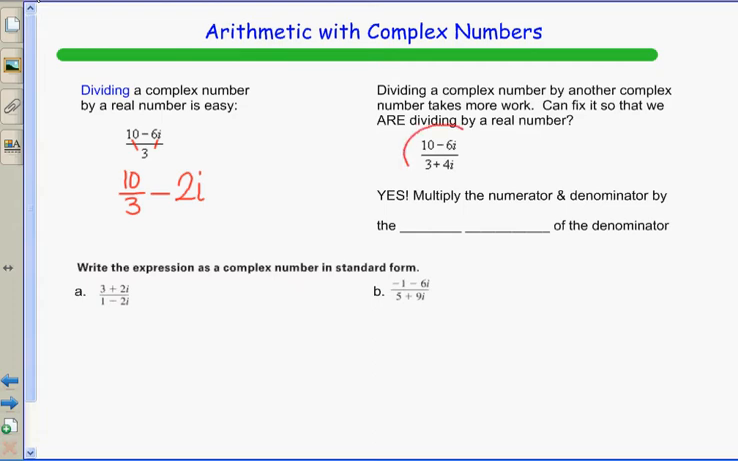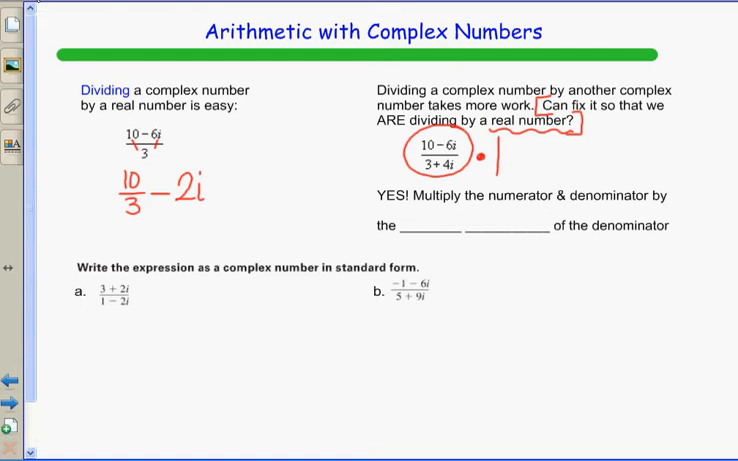However, when we start dividing a complex number by another complex number, life gets a little bit difficult, but it's still doable. The question is, can we fix it so that we are dividing by a real number only? Is there a way to fix this problem? Now, one thing I need you to know is this is not an equation. There's no equals going on here, right? This is not an equation, so we can't do whatever we want to both sides, but let me ask you something. If I multiplied this expression by 1, would I change it?